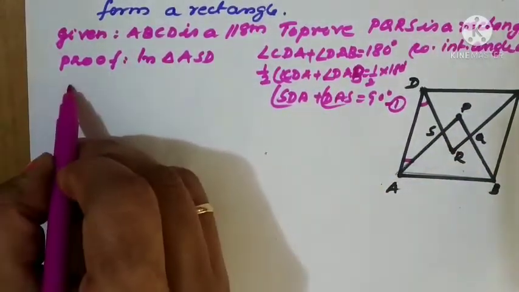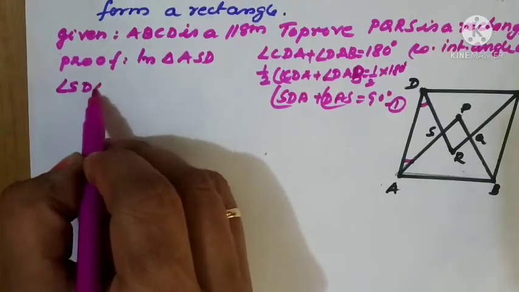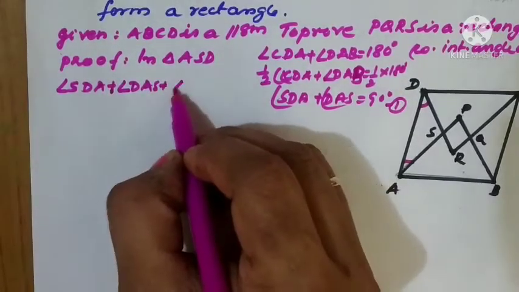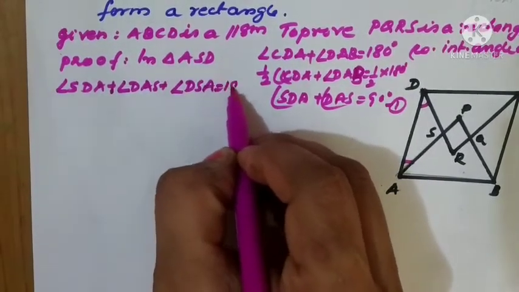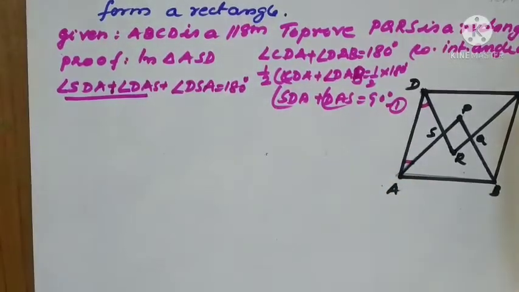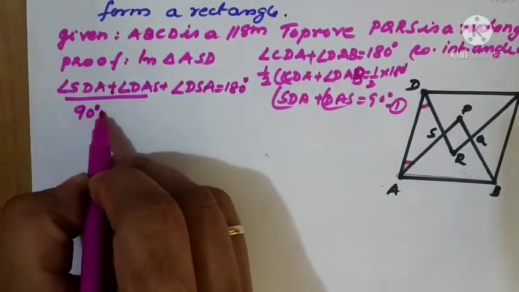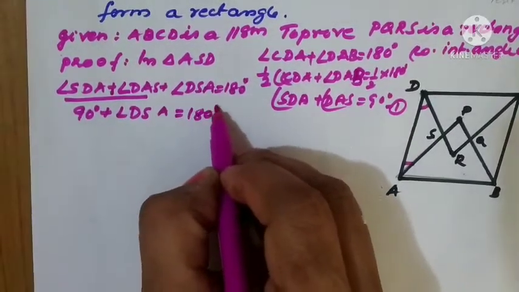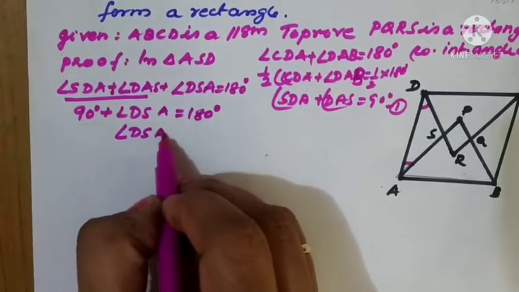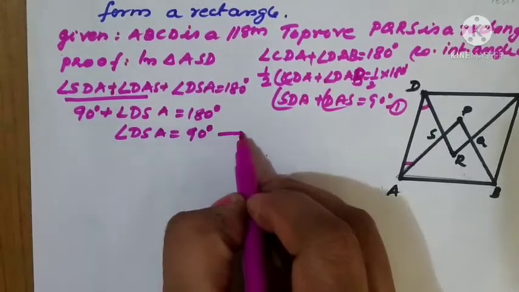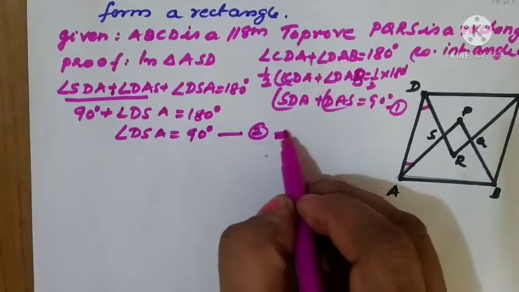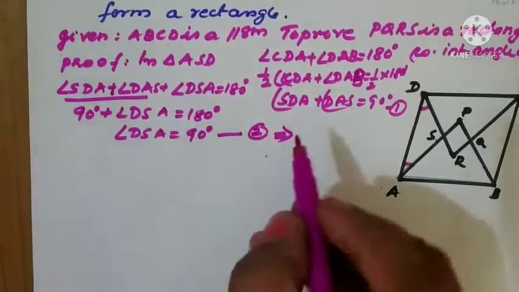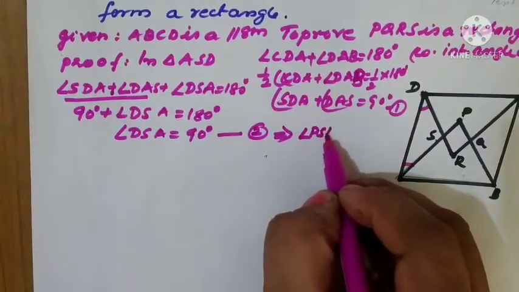In triangle ASD, angle SDA plus angle DAS plus angle DSA equal to 180 degree. Now for these two, what can I write? 90 degree plus angle DSA equal to 180 degree. So angle DSA equal to 90 degree. Equation number 2. This implies if this is 90 degree, what about angle PSR? Angle PSR equal to 90 degree, vertically opposite angle.